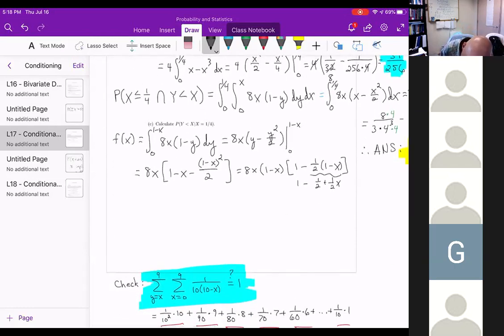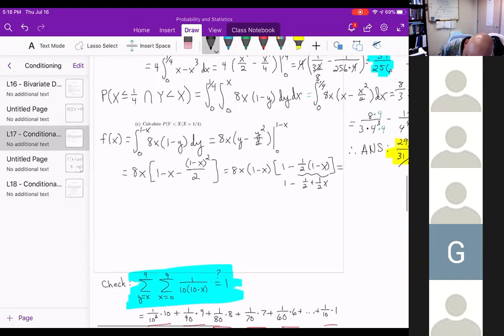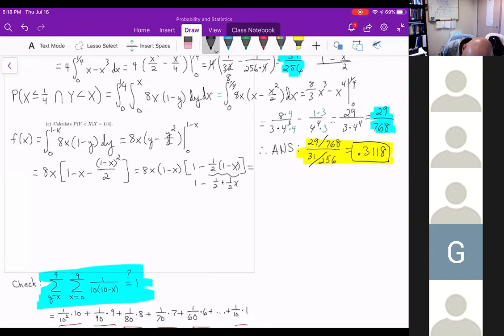Which means that we have 8x times 1 minus x times 1 minus a half is a half plus 1/2 x. And you could just write that as 1 plus x all over 2. It's fine. In the end, it's not going to be important. We didn't even have to go through that simplification because x is conditioned to be 1/4.